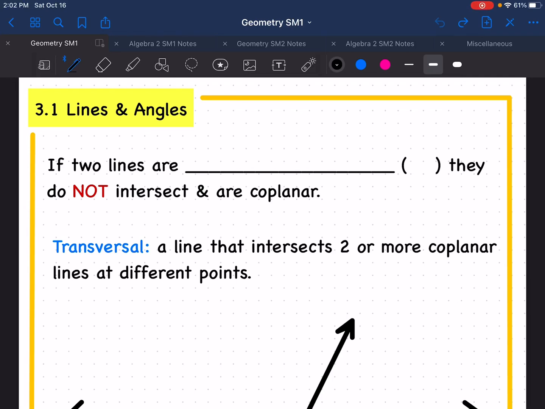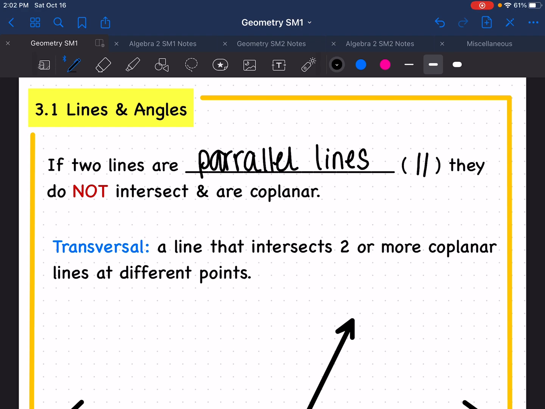Today's lesson is 3.1, Lines and Angles. If two lines are parallel lines, the symbol for parallel that we use in geometry is two slashes like this. They do not intersect, which means they do not touch each other, and that they are coplanar, which means they are on the same plane.